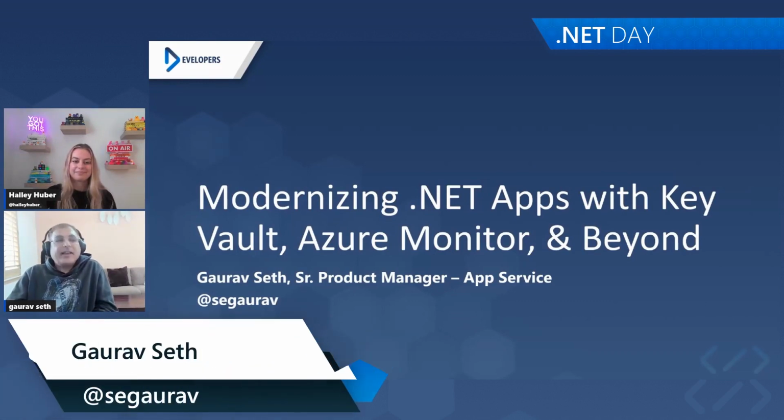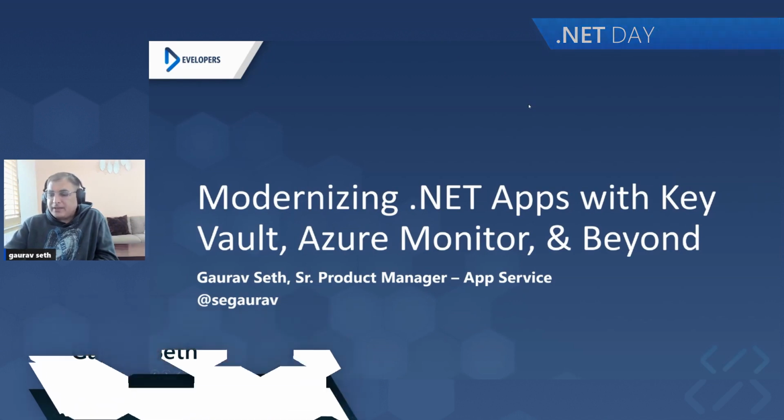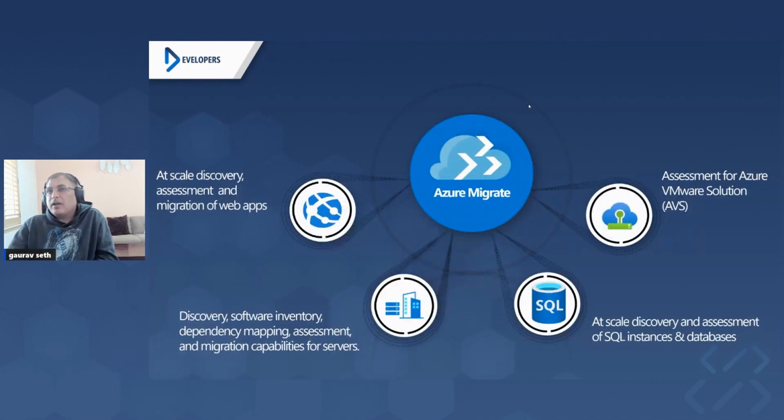Now, in the next 30 minutes, what I'm going to talk about is how you migrate and modernize your ASP.NET web applications using Azure App Services. Before I get into the whole modernization piece, I just quickly want to talk about what if I have a bunch of ASP.NET applications on-prem? How do I migrate them to App Services in the first place?